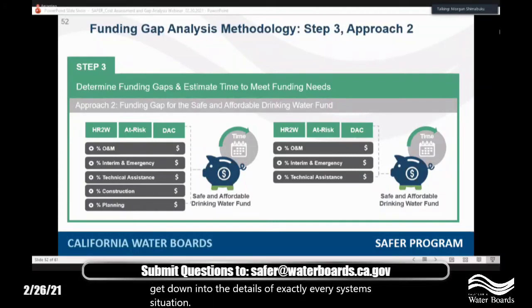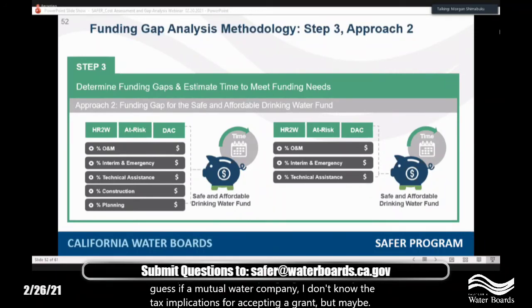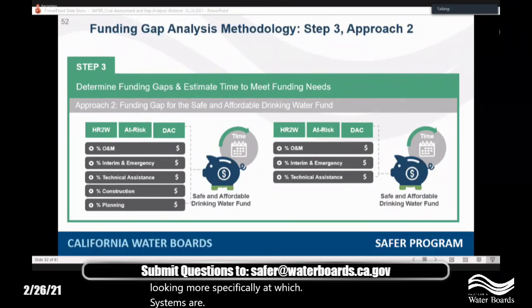I don't know if anyone wanted to speak to the Safe and Affordable Drinking Water Fund in particular, if that is able to provide grants. If a mutual water company, I don't know the tax implications for accepting a grant, but maybe that's something we can incorporate in the future, looking more specifically at which systems are able to accept a grant versus not.